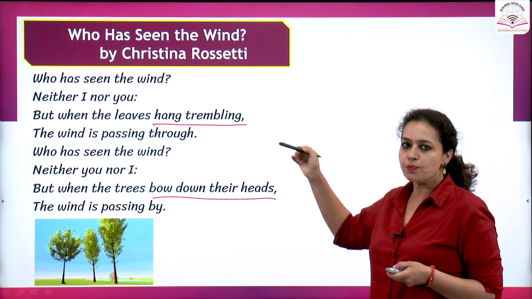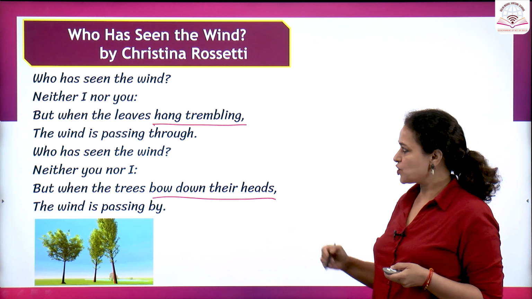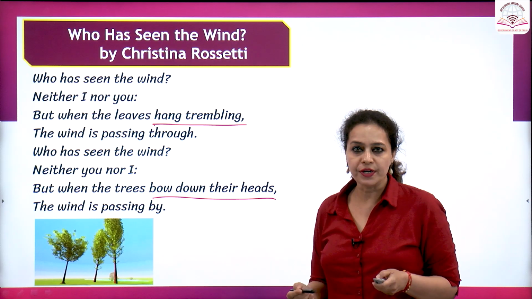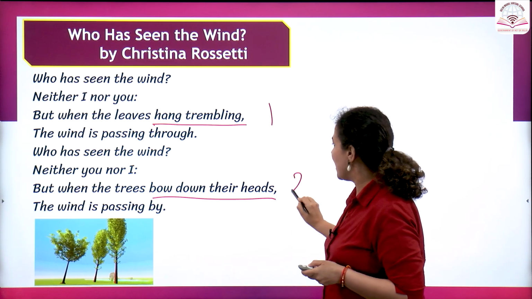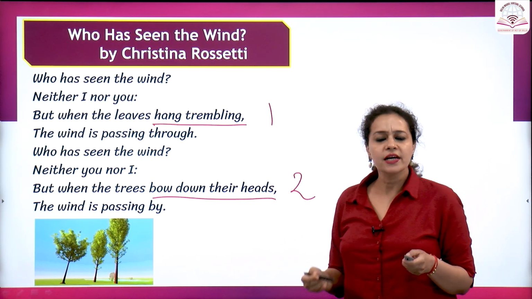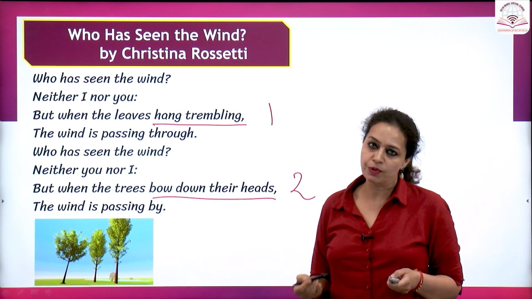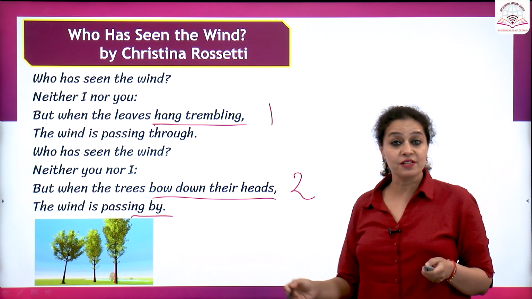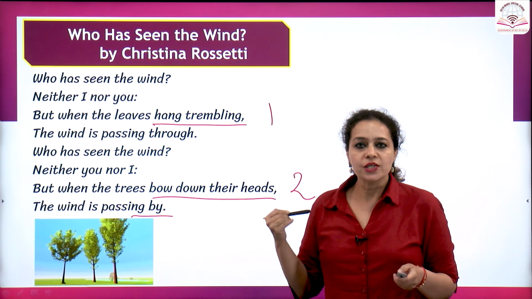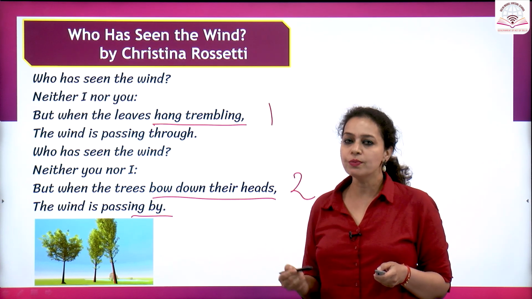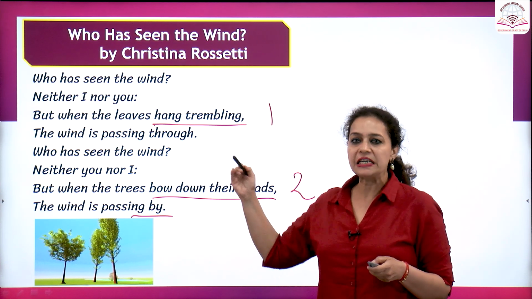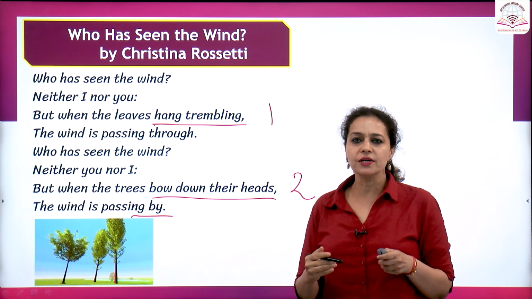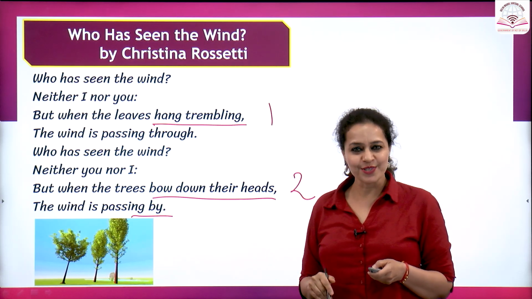So students, in this poem, we have three examples of personification. In the third line, the leaves are trembling, as if human beings tremble out of fear. In the second example, we have trees bow down their heads. The trees never bow down. It's a quality of human beings. So this is an example of personification here. And the third one says, the wind is passing by. Usually we say the wind is blowing. So here, wind is being personified and the human characteristic of passing by is being given to wind. So this creates a vivid imagery and connects the reader with the poem. This is the impact of personification.